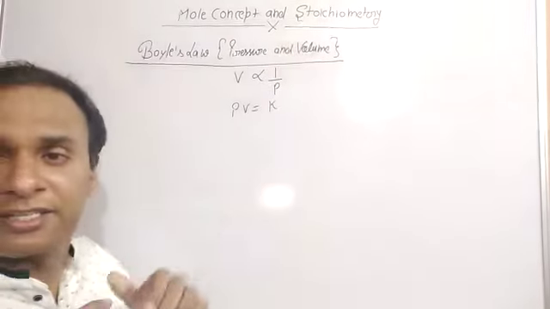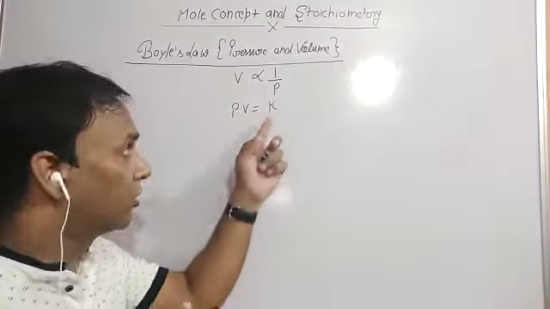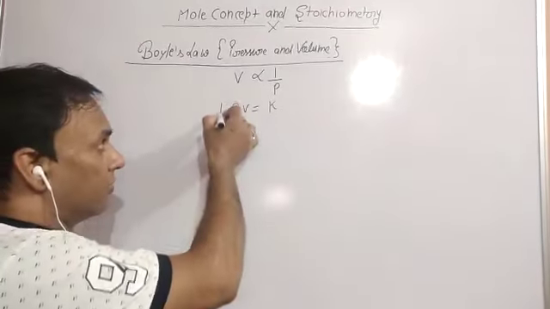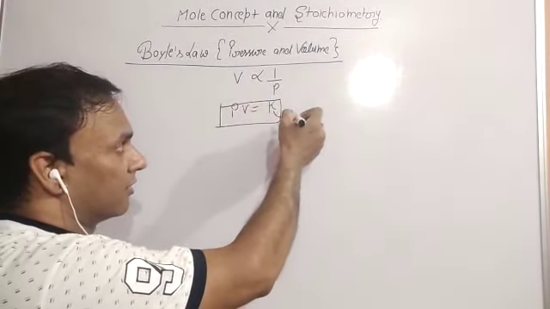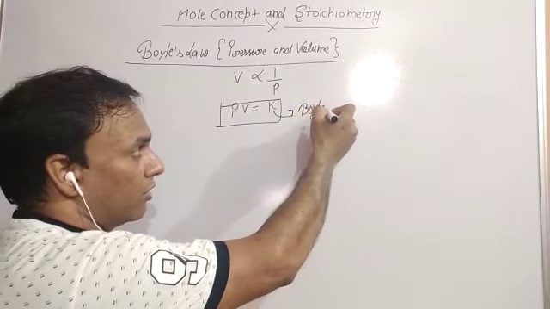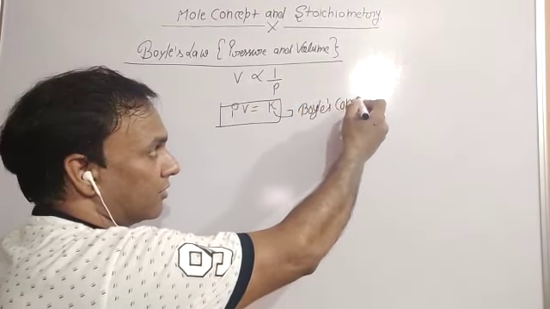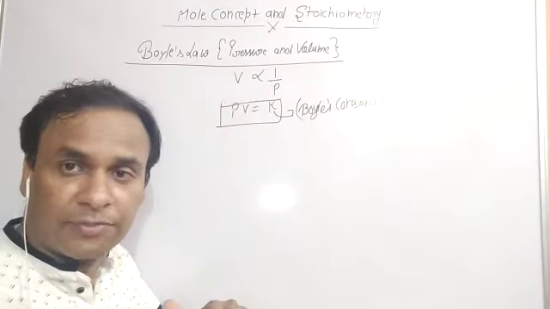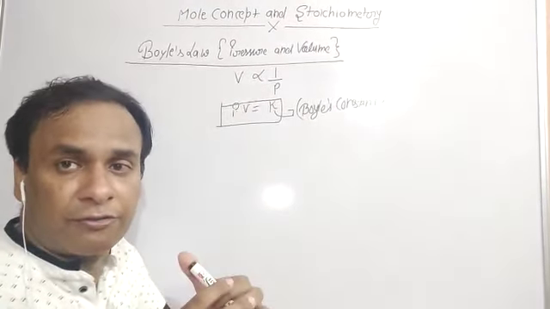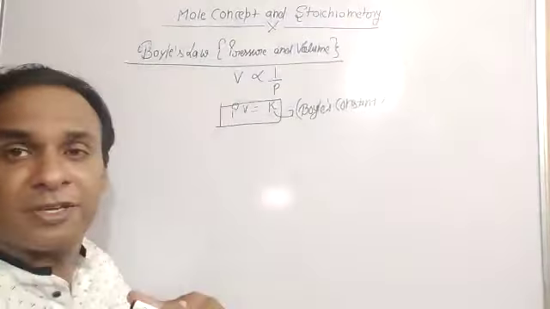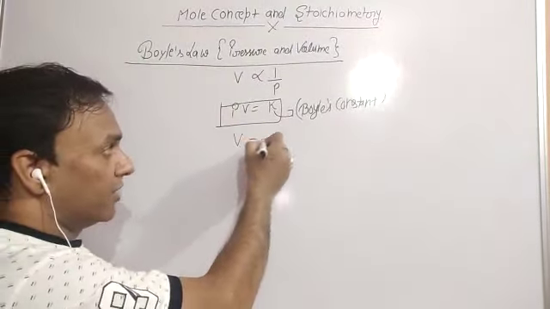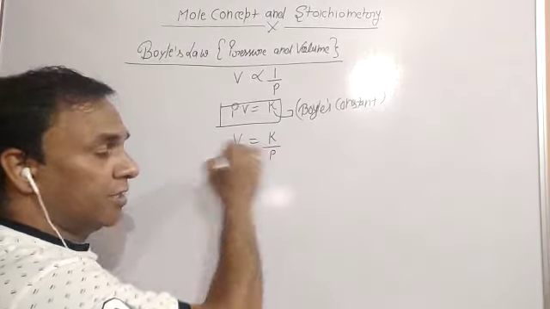Whenever the proportionality sign is eliminated, one constant has to be introduced, that is called K. And what is this K called? This K is called Boyle's constant. Clear? With the help of a graph, we can also prove that this relationship is true. How? This equation can be written as V equals K upon P.